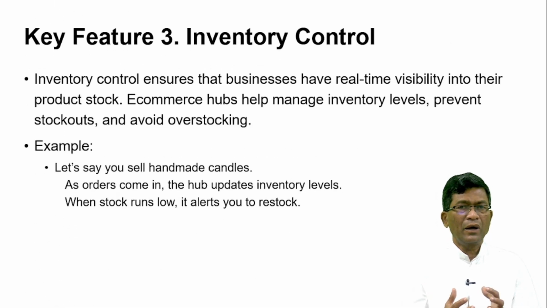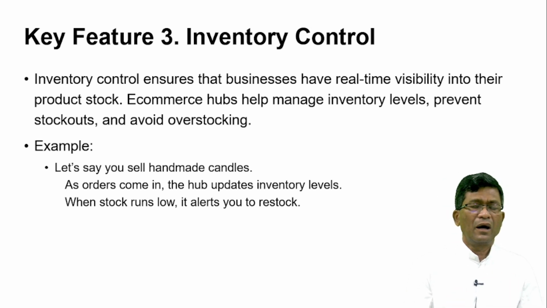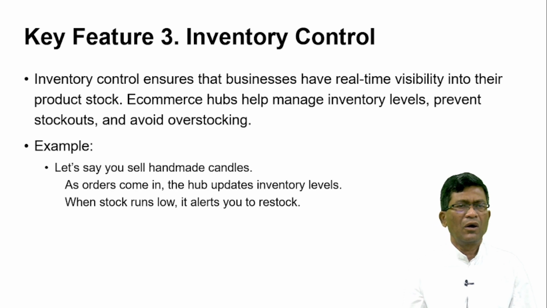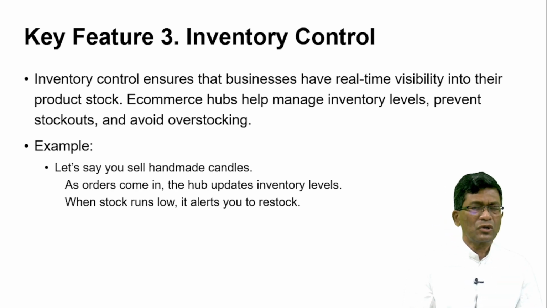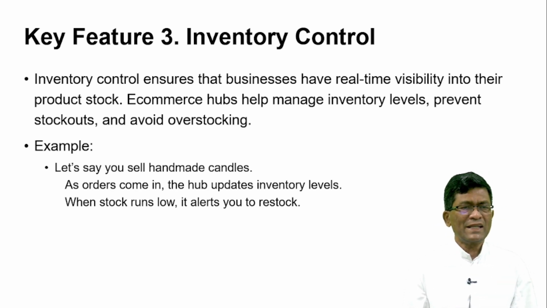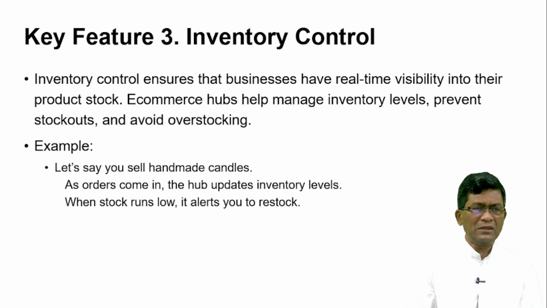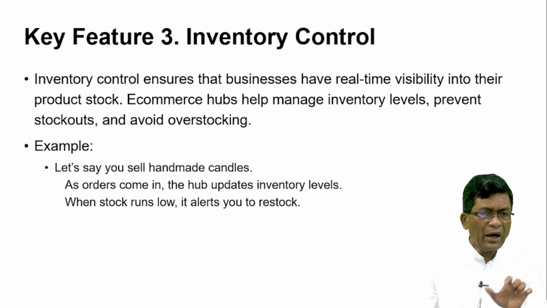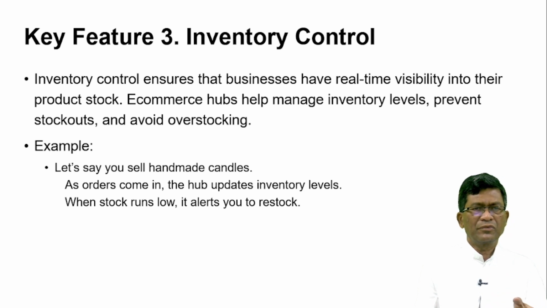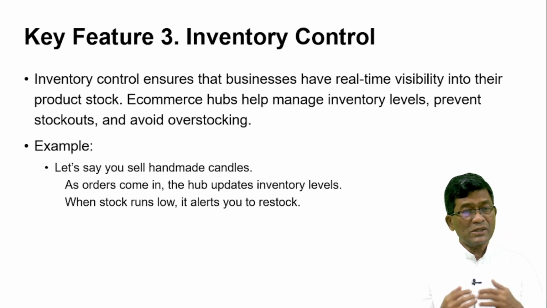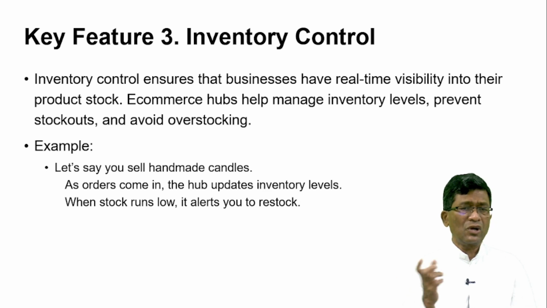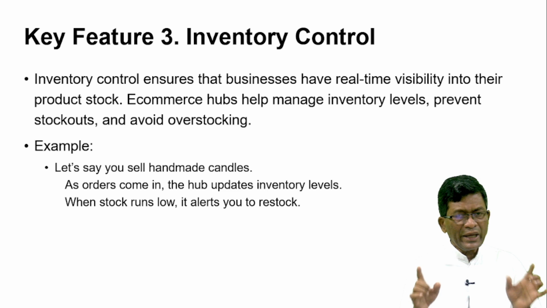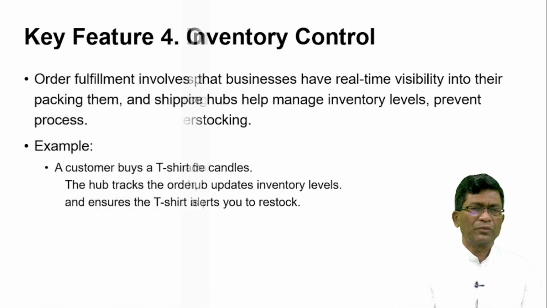So you need to have real-time visibility of the product stock, how much is there, and you should know when to reorder, or when there is overstock, which you should avoid. For example, you are selling handmade candles. As an order comes, the eHub will update the inventory level. It will reduce it, and when the stock runs low, it will give you a restock notice. So it is managed again through a single dashboard.